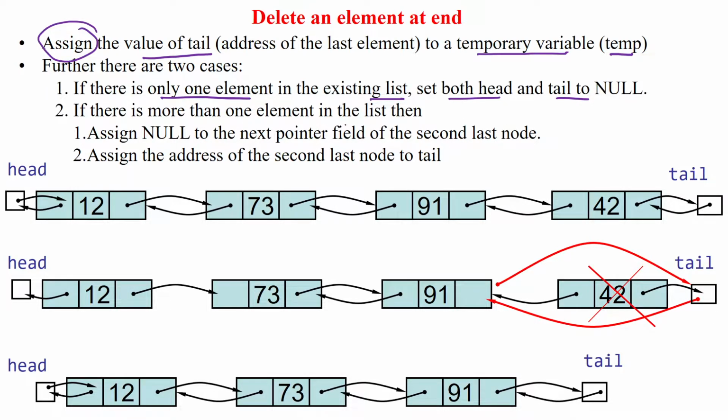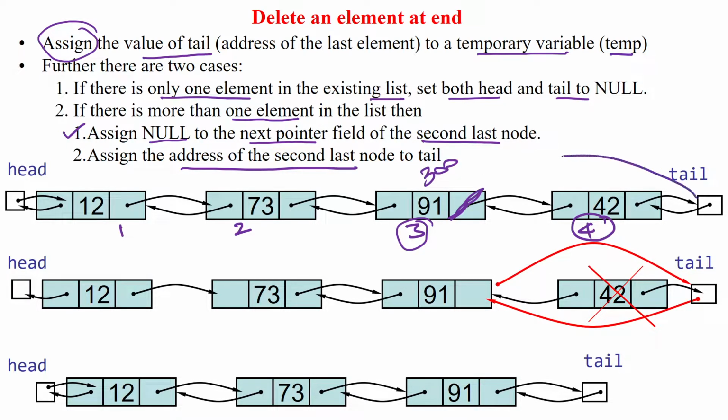Otherwise, if you have more than one element in the list, assign the null pointer to the next pointer value of the second last node. That means here this is node number 1, 2, 3. This is the last node, 4 is the last node. The second last node is 3. So the next field of this second last node has to be made null. Then assign the address of the second last node to the tail. So suppose if this address is 300, this 300 should be assigned to the tail pointer.